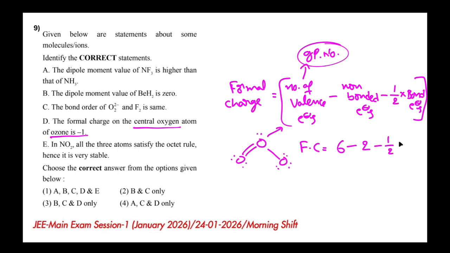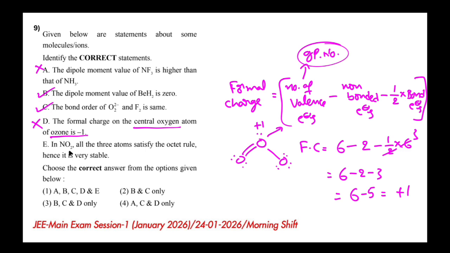Minus 1 by 2 into bonded electrons. This oxygen atom is surrounded by 3 bonds: 1, 2, 3. 3 2s are 6. So that's 6 minus 2, and 2 3s are 6, half of it is 3. So 6 minus 5 is equal to plus 1. So the central oxygen atom charge is plus 1, but they have given minus 1. So this is wrong. So D is wrong and A is wrong, B is correct and C is correct.